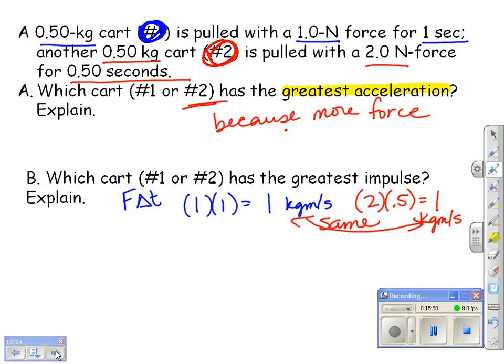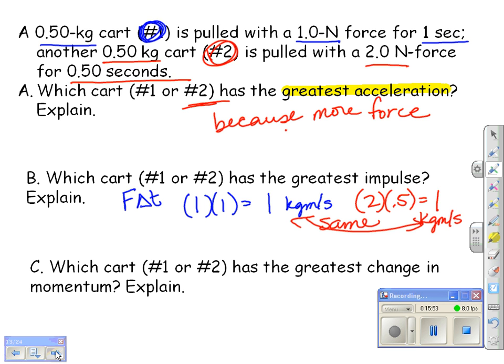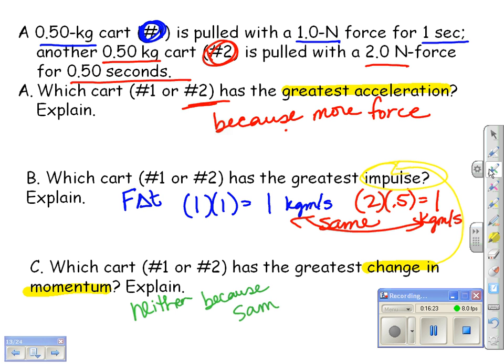Okay. So then on C, it asks which cart, 1 or 2, has the greatest change in momentum. Well, if you remember, we said change in momentum equals impulse. Those things, if you look at the previous slide, are equal to each other. So again, which has the greatest? Neither, because they are the same. So our answer here will be neither, because they have the same.